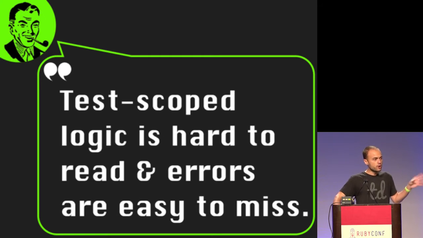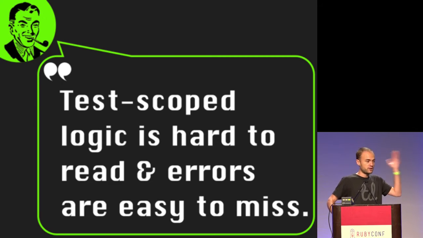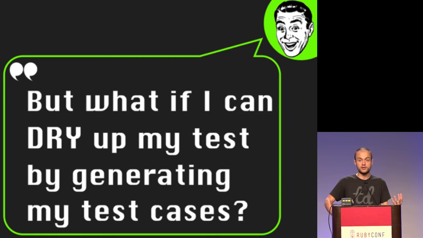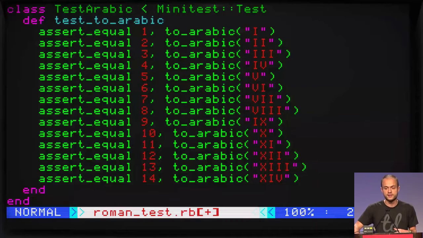So test-scoped logic, not only is it hard to read, but if there are any errors, they're very easy to miss. Maybe it's passing green for fantasy reasons. Maybe only the last item in this loop of data is actually executing over and over again. A lot of times, though, people have this impulse. They say, hey, I've got a lot of redundancy in my test. I could really dry this up by just generating all of my test cases.